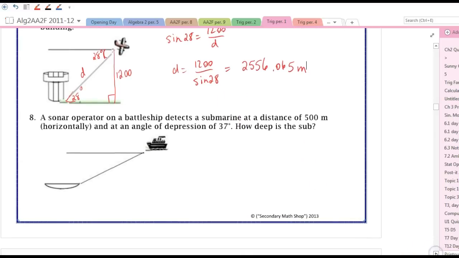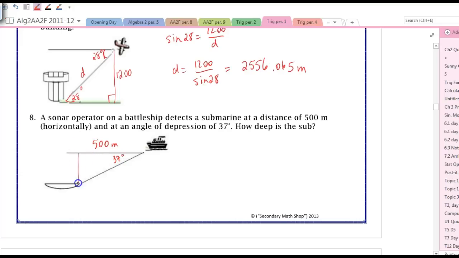Alright, last one. We got the sonar operator on the battleship detecting a submarine at a distance of 500 meters horizontally, and an angle of depression of 37. How deep is the sub?